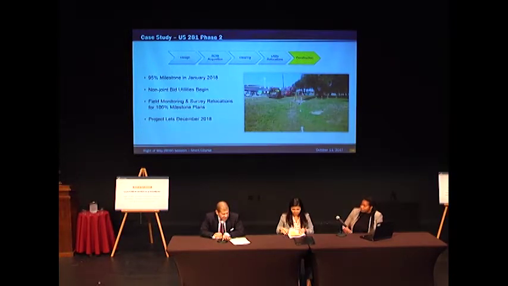So getting to construction, currently the PS&E is approaching the 95% milestone. At that point, we're going to cut the non-joint bid utilities loose and get them started with their relocations. Something that we're beginning to implement on our projects is a field verification. Our consultant will monitor the adjustments and the relocations as they proceed in the field. When they finish, they'll survey those adjustments and put them into the 100% plans.